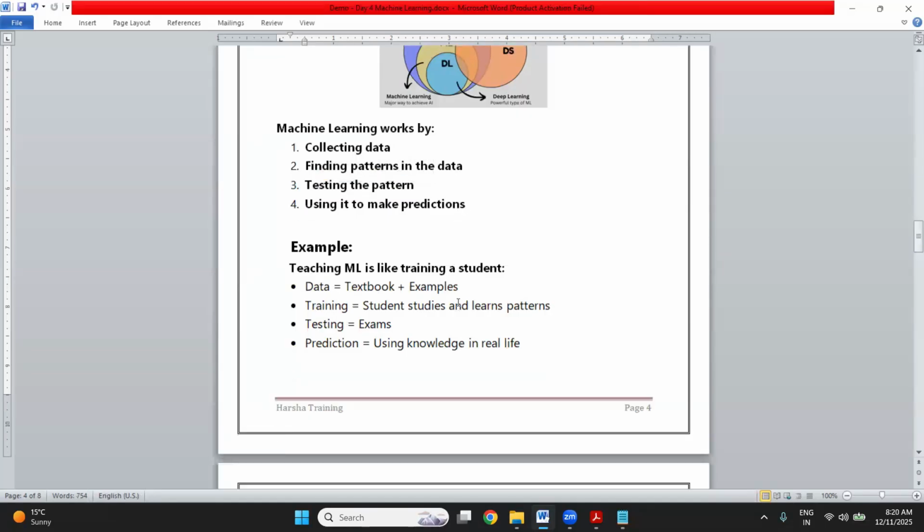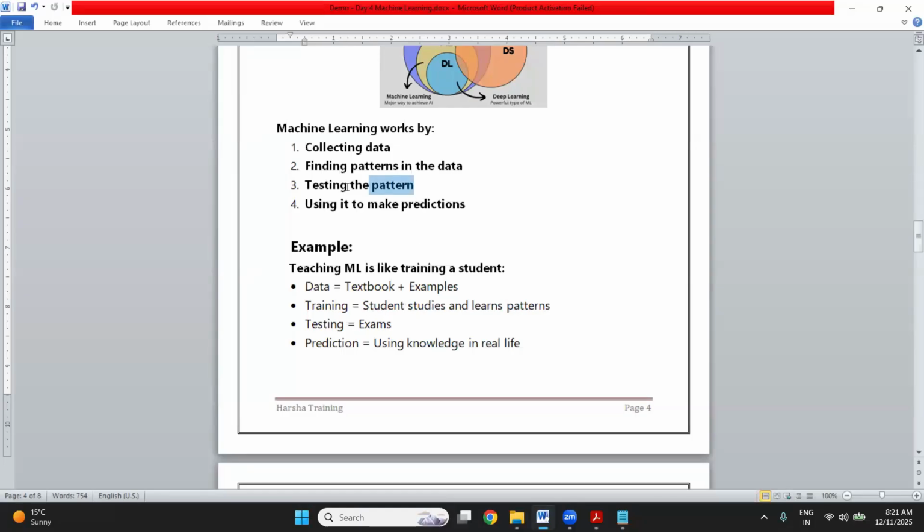So in layman's terms, collecting data, in terms of a student, is nothing but reading textbooks and samples and gathering the data. Finding patterns in data is nothing but whatever the student has learned, he will try to understand the context, the syllabus, or the different types of topics he has learned. That is considered training. In machine learning language, it is called training the data. Training the data is nothing but processing. Algorithms are trying to understand the data and find the patterns in the data.